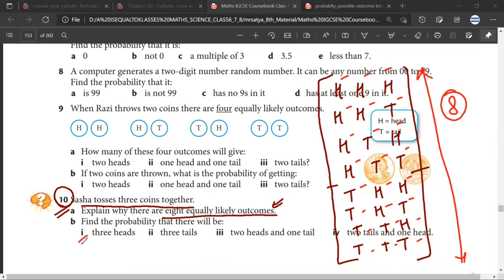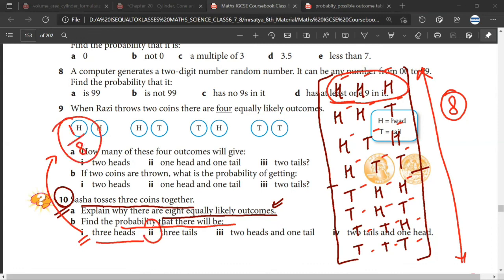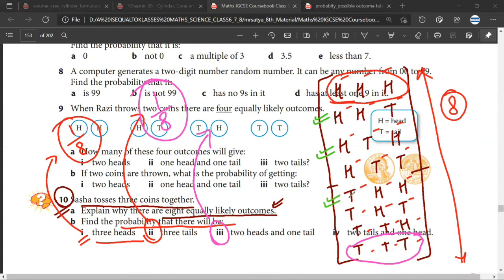Now let us attack this. 3 heads. Find the probability that there would be 3 heads. 3 heads are only possible here. So the answer for this would be 1 upon 8. Any doubt? No doubt, sir. 3 tails. This is the only possibility. So 1 upon 8. Any doubt? No doubt. 2 heads and 1 tail. So 2 heads and 1 tail are possible: 2 heads, 1 tail, 3 times. Have you understood? Yes, sir. So the answer would be 3 upon 8.